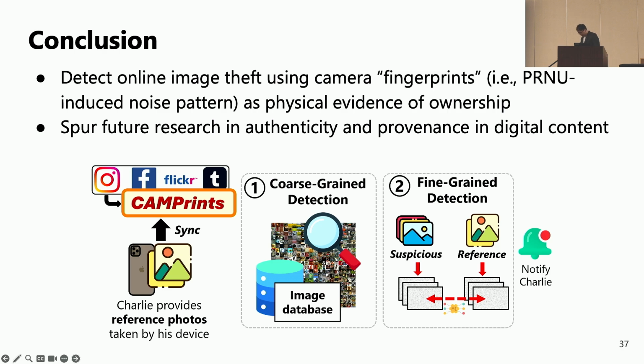Another question is, what if the attacker uses his camera to capture the image? So the image will contain the attacker's CAMPrint. Let me clarify your question. Are you asking whether the attacker can gain access to, let's say, Charlie's camera? Yeah. For example, he sees the image of Charlie online, and he uses his camera to capture the online image, so that the captured image will contain the CAMPrint of the attacker's phone.